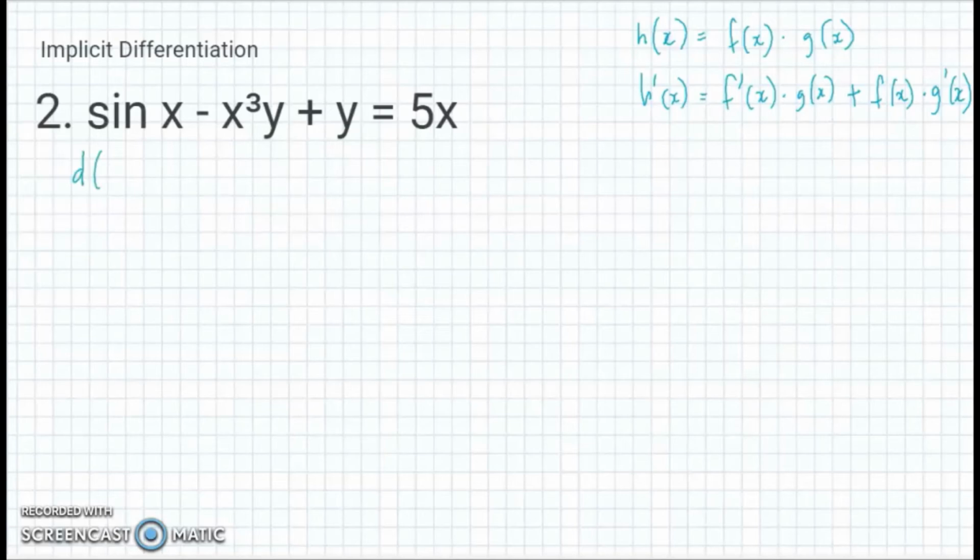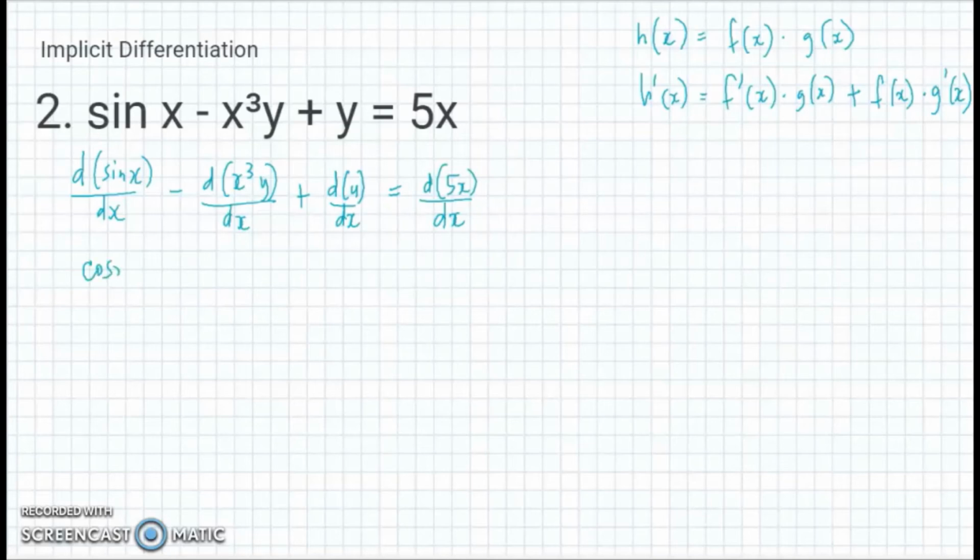So we will get the derivative of sine x over dx, minus the derivative of x cubed y with respect to x, plus the derivative of y with respect to x. Later on, this is our goal, no? We isolate that. And then equals the derivative of 5x with respect to x. Okay, for the first term, derivative of sine x with respect to x is just cosine x minus, so for this part, we will apply the product rule.